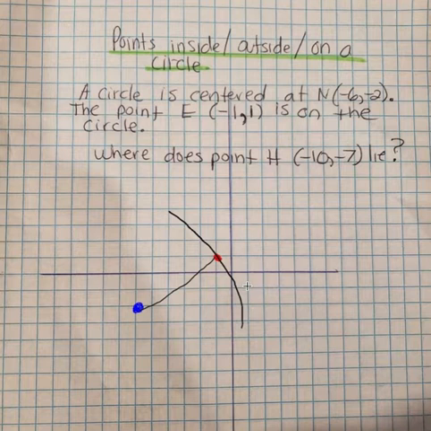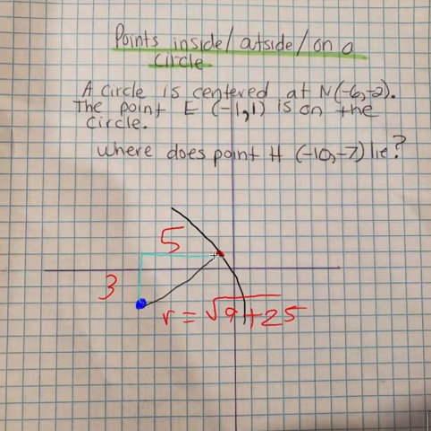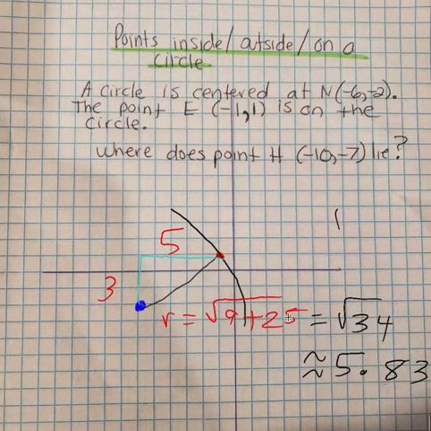So we can draw our circle, and any point from the center of the circle to a point on the circle will be the radius. But what is the length of the radius? Well, to find the length of the radius, we're going to use the Pythagorean theorem. Okay, and we get r equals the square root of 9 plus 25, which simplifies to the square root of 34, which is about 5.83. Okay, so that's our length.